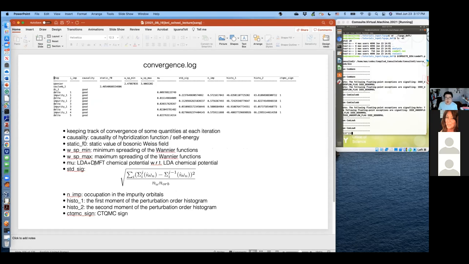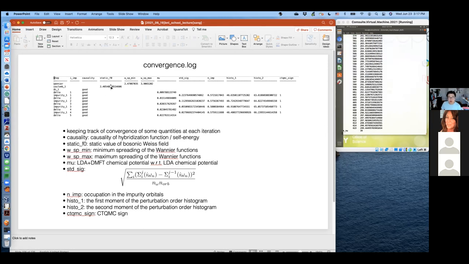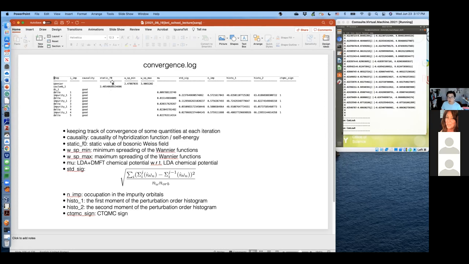Okay, so this is the structure of the convergence log. In the first column, we specify all the steps the code is doing. The first part is Barnier, the second part is the Coulomb calculation, the third part is double counting, and then we do delta and impurity, which means the DMFT self-consistent loop here. And at every iteration, we check the causality. The code says causality is good, and we print out the static value of the bosonic bias field for the F0 term. Its value is this.